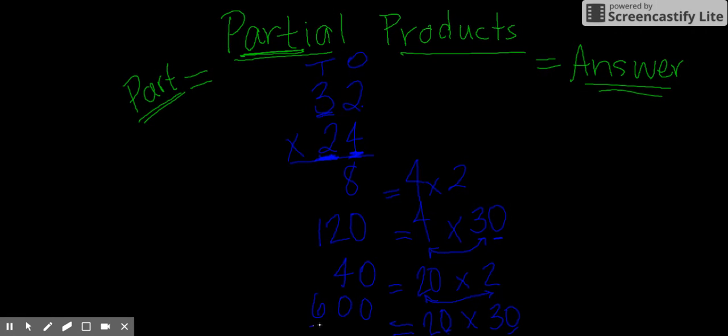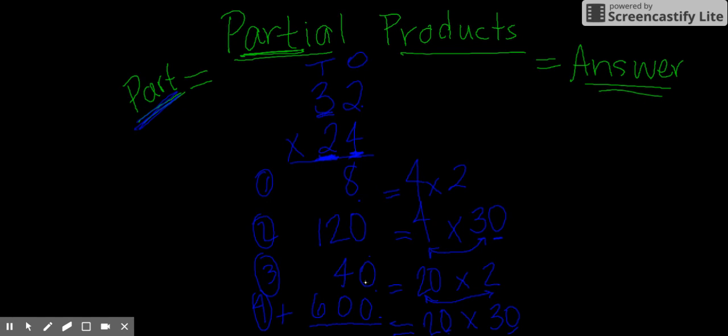Awesome. Partial products. Do you see how the product of 4 times 2 is 8, the product of 4 times 30 is 120, the product of 20 times 2 is 40, and the product of 20 times 30 is 600? We have partial products or parts. Here's my first part, second part, third part, and fourth part. I have 4 different parts. For me to solve and find the answer or the total product, I'm going to have to add those together.